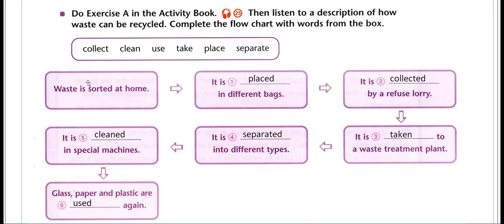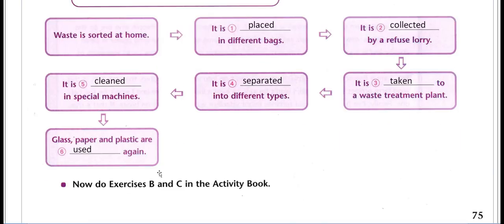Waste is sorted at home. It is placed in different bags. It is collected by a refuse lorry. It is cleaned in special machines. It is separated into different types. It is taken to a waste treatment plant. Glass, paper and plastic are used again.